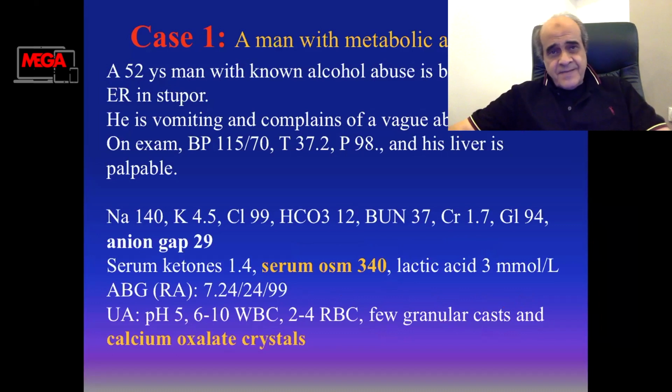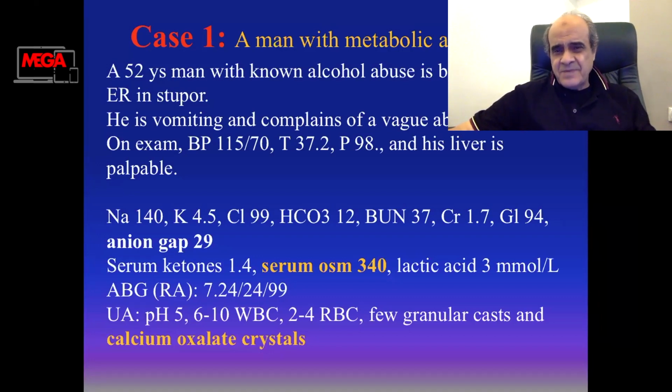The first case, a man with metabolic acidosis. A 52 years old man with known alcohol abuse is brought to our ER as stuporous. He has vomited, complaining of vague abdominal pain. On exam, blood pressure normal, 115/70, temperature 37, pulse 98, and his liver is palpable. Sodium is 140, potassium 4.5, chloride 99, bicarb very low, about 12, blood urea nitrogen 37, creatinine 1.7.